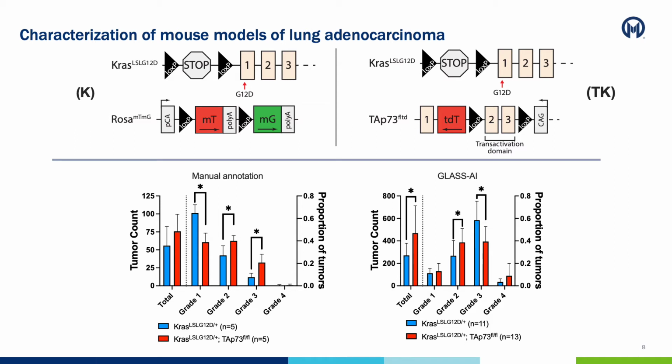Both human raters and GlassI found an increase in the number of tumors in TK mice, indicating that the loss of TAP73 contributes to tumor initiation. While there is not as consistent of an agreement, we also found that the tumors in TK mice tended to be of a higher grade than K mice, which implies that TAP73 loss may also contribute to tumor progression.